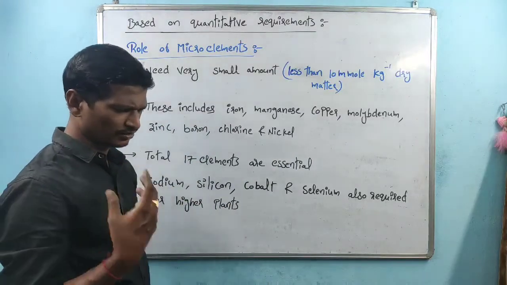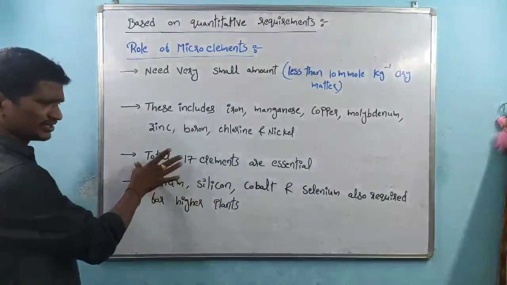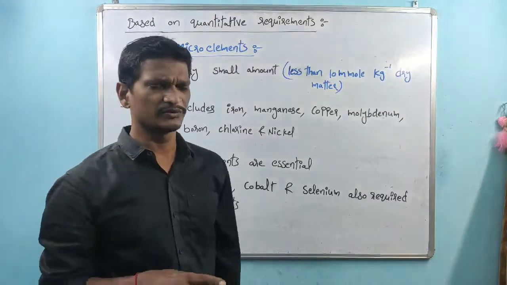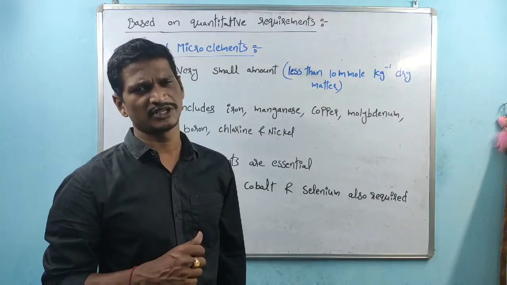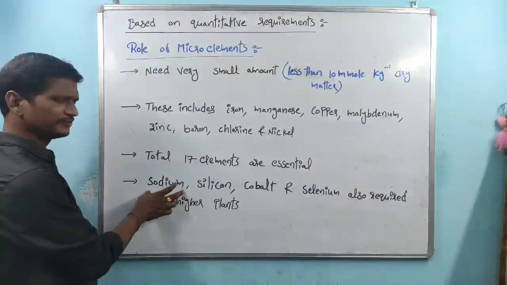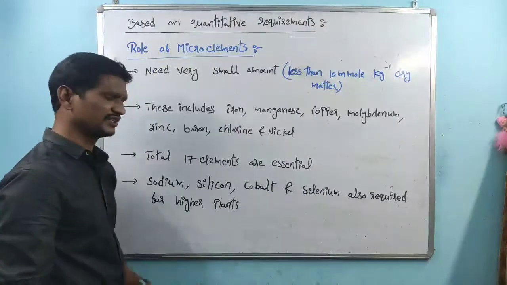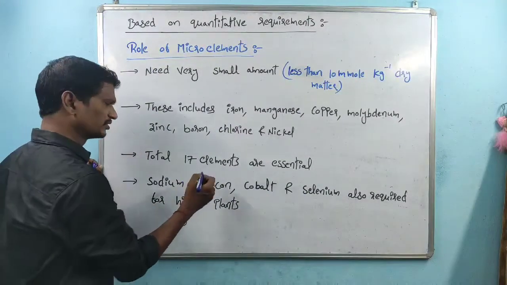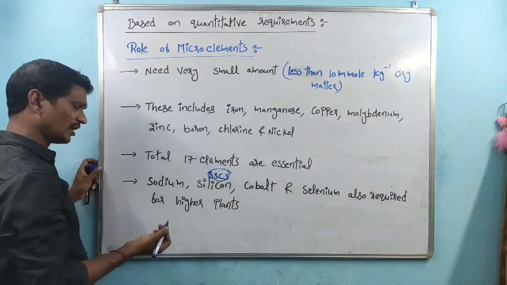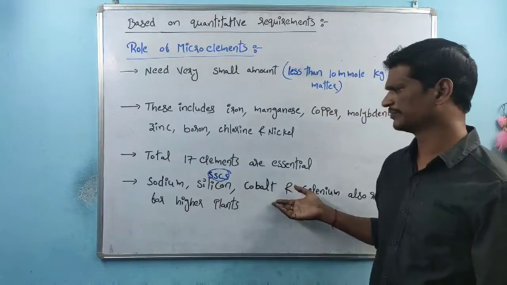In this chapter, we are going to discuss the role of macro and micro elements. Totally 17 essential elements are there. Besides these, some elements are beneficial elements, which are very beneficial to plants: sodium, silicon, cobalt, selenium. We can prepare a code word: S, S, C, S. These are also required for higher plants. These are also beneficial elements.